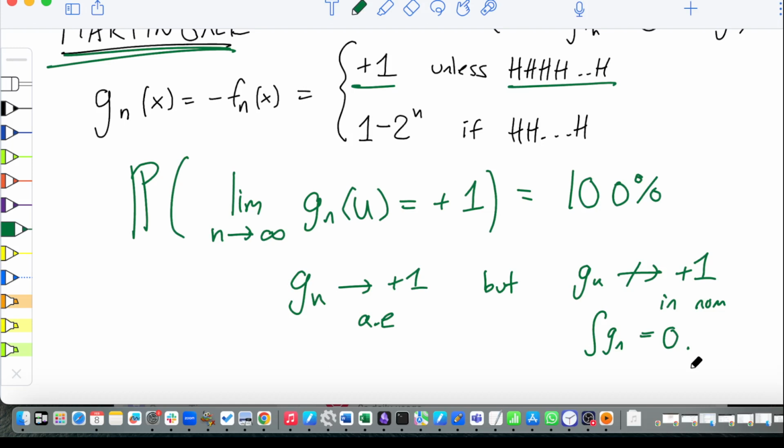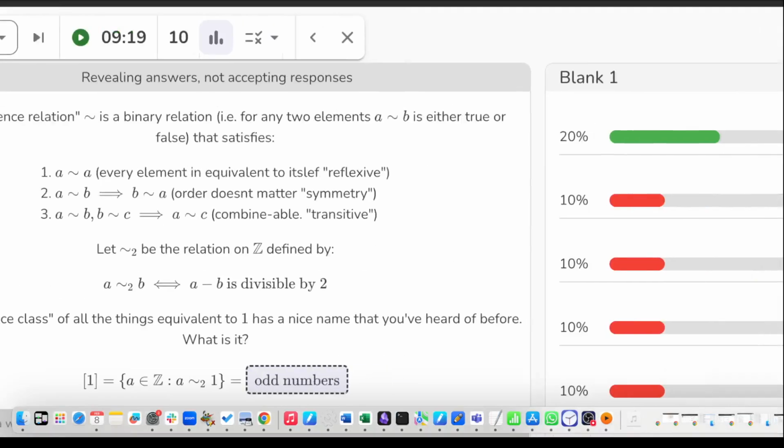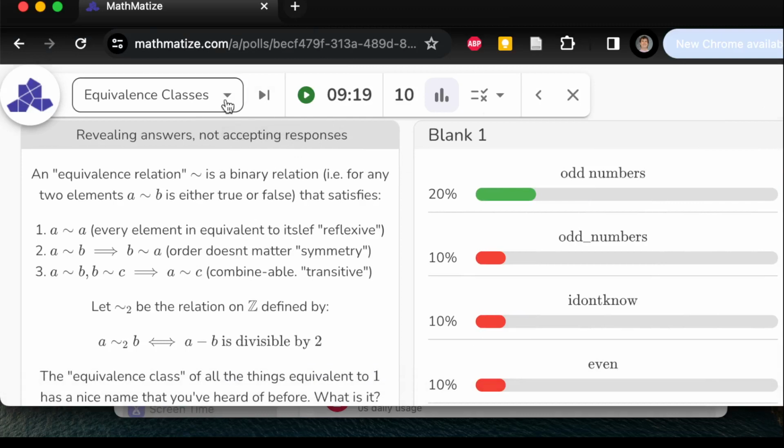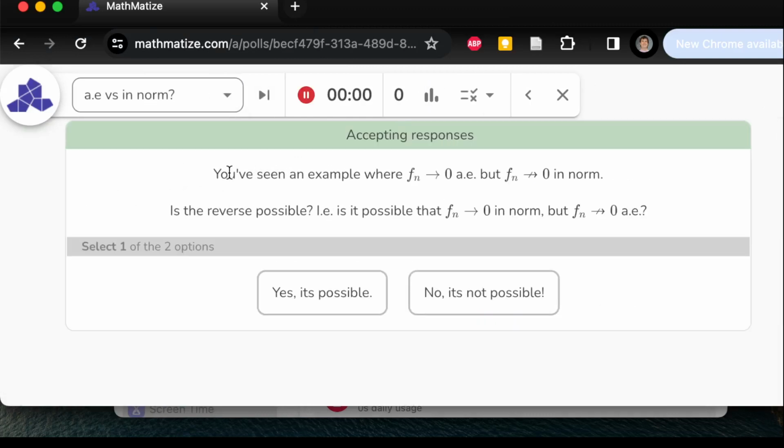Let me leave you with a question. Now it's your turn to do a question. What about the opposite? You've seen an example where you converge almost everywhere, but you don't converge in norm. Can you converge the other way? Is it possible that you converge in norm but not almost everywhere? Is it possible to do the reverse? Yes, it's possible, or no, it's not possible.